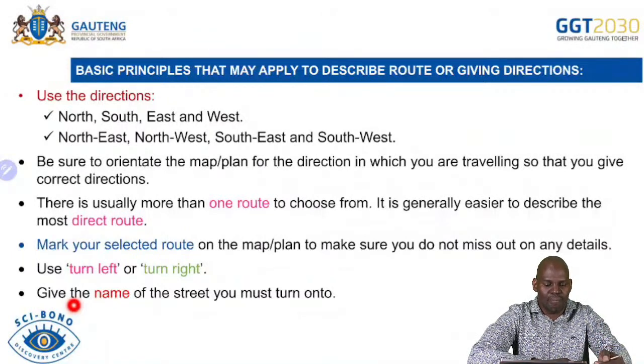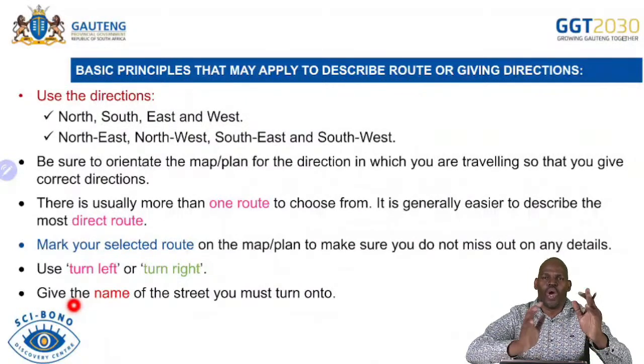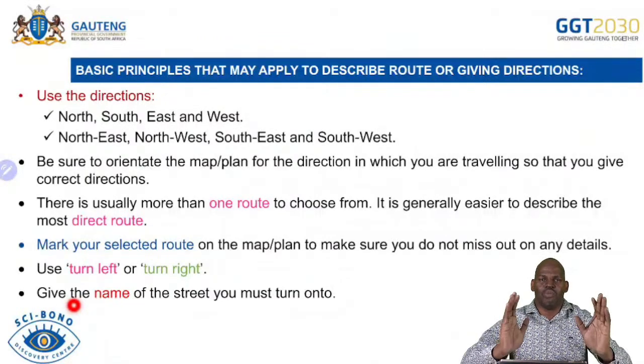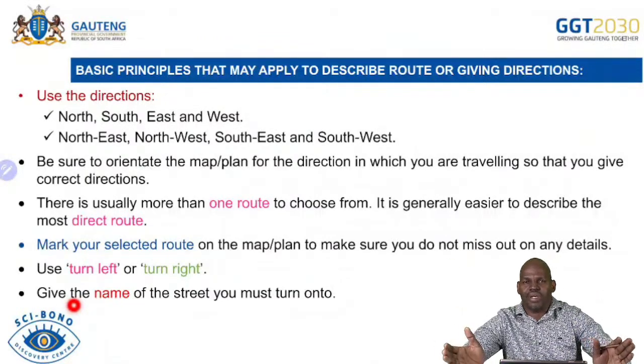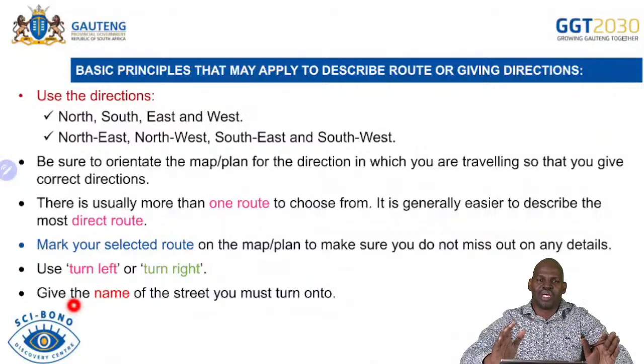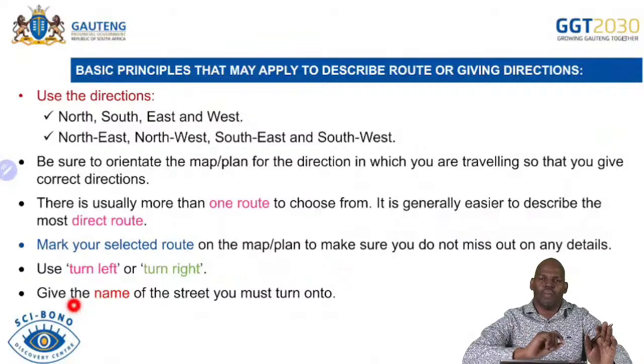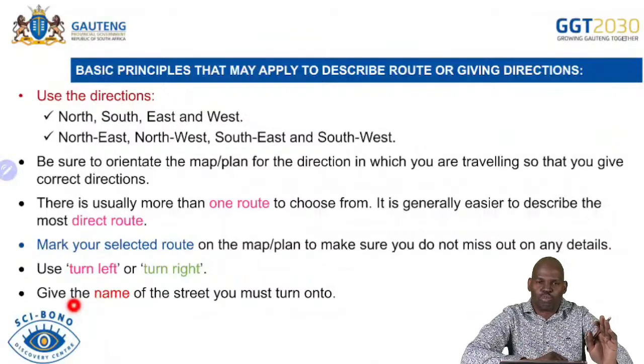Then the next one is mark your selected route on the map or plan to make sure that you do not miss out on any details. So that means when you look at the map, if they say describe a direction from one point to another point, what you must do is use maybe a pencil to indicate the route before you explain.